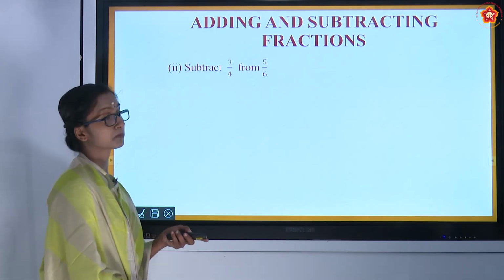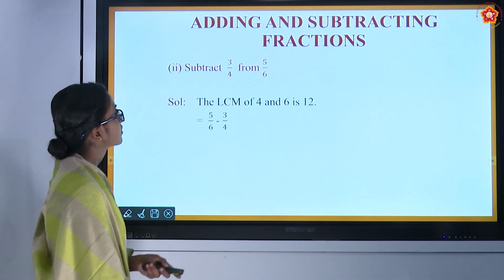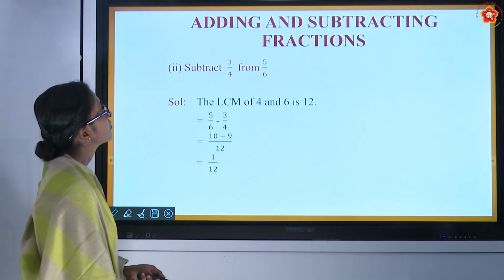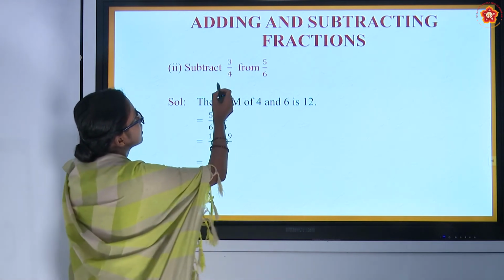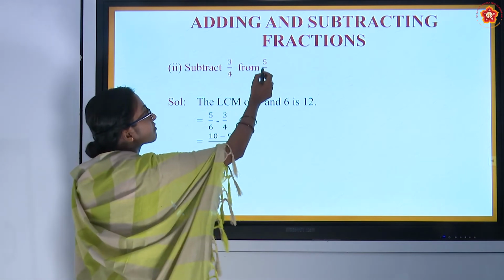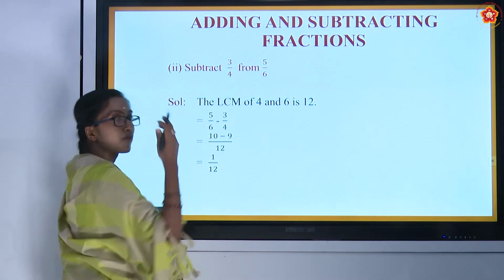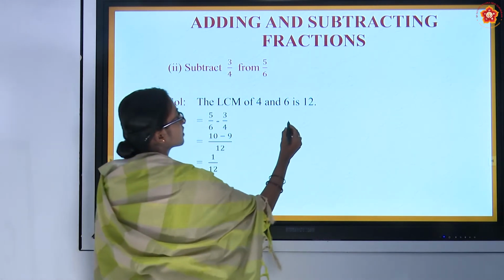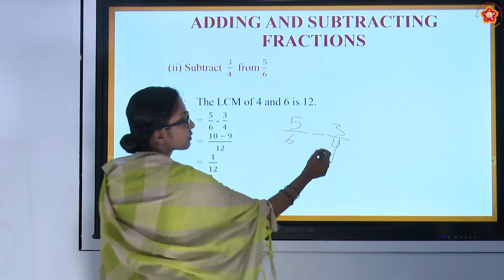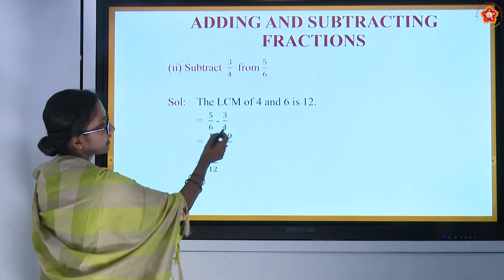Now let's see how to subtract the fraction. Three by 4 from 5 by 6. That is 5 by 6 minus 3 by 4. You need to write 3 by 4 from 5 by 6. 5 by 6 minus 3 by 4. This is the method to write the fraction while subtracting. Okay. As they have written here.